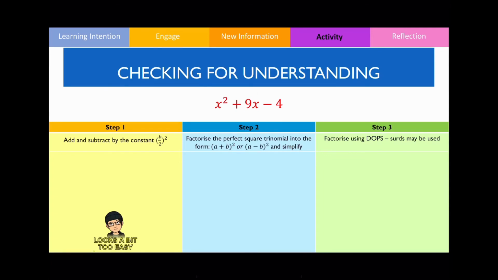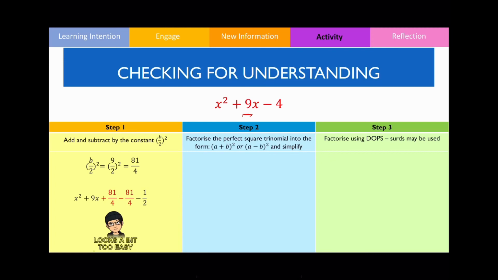Our very first step is to get our b value and divide it by 2. So b is equal to 9. 9 divided by 2 whole squared. If I square each of these, the numerator and denominator, that will give me 81 on 4. What I'll do then is add and subtract 81 on 4. Once I've done that, I should be able to factorize this quite readily.